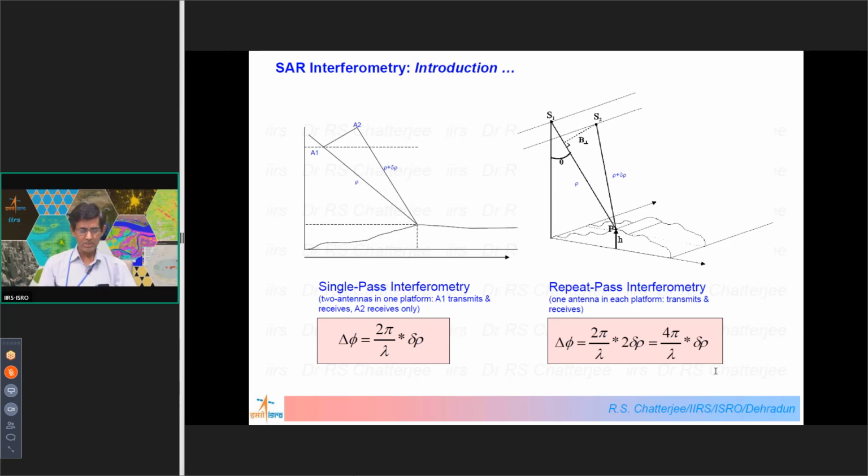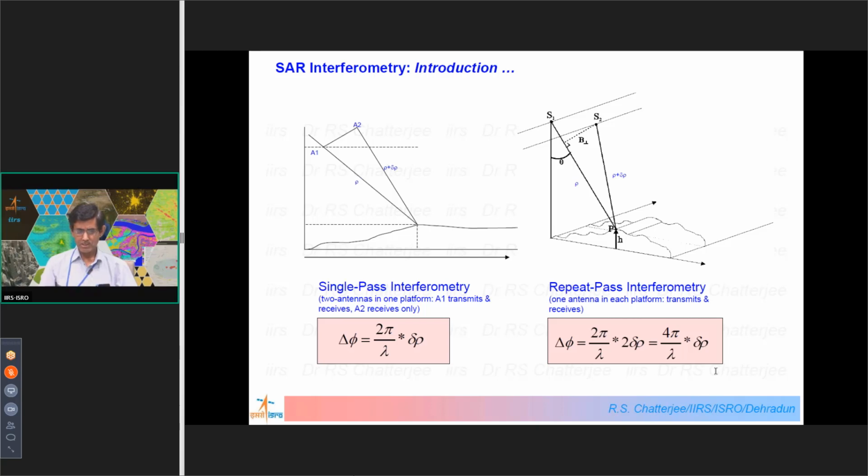Now the phase difference from single pass interferometry will be the phase difference of these two SAR images for each pixel. This delta phi will be equal to 2 pi by lambda into del rho. And del rho is what? Del rho is the difference in the LOS distance, or the slant range distance, of the two images. From A1 you are getting one image that has a range of rho, and from the A2 antenna you are getting another image where the range is rho plus del rho. So the path difference is del rho. So we get a phase difference delta phi equal to 2 pi by lambda into del rho.